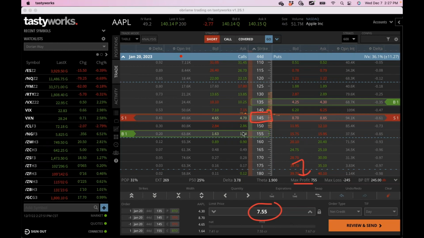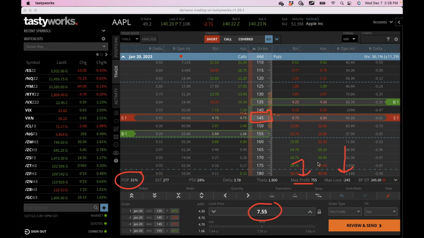And you can see that this is a low probability trade, right? These iron flies are low probability trades, but you can structure them in such a way that you're going to get a big profit, get a big premium, and your max loss can be a lot smaller. So in this case, 245, and that's how much you have to put up.